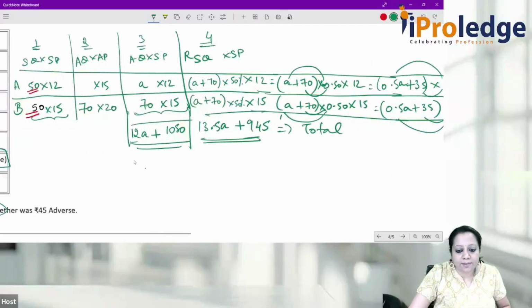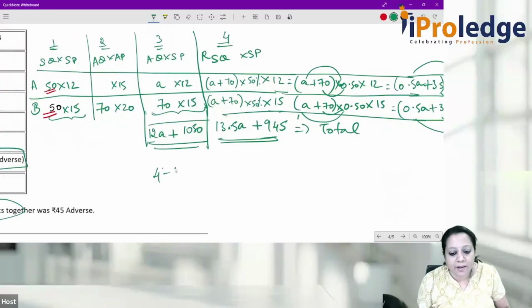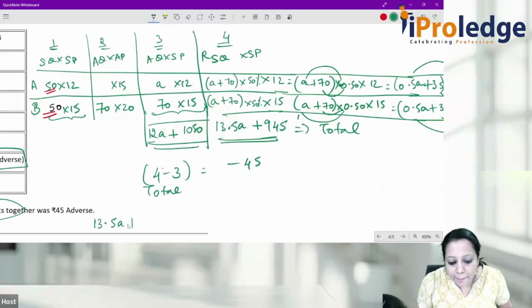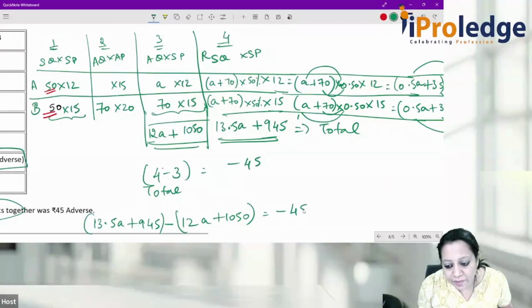Why did we do all this? We want to do 4 minus 3. 4 minus 3 total for both materials is going to be what? Adverse of 45, negative 45 they are saying. So which means now I will substitute 4 minus 3, 13.5a plus 945 minus 12a plus 1050 is equal to negative 45.